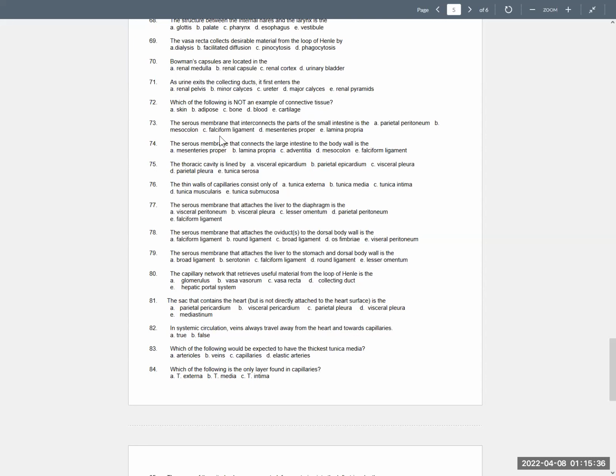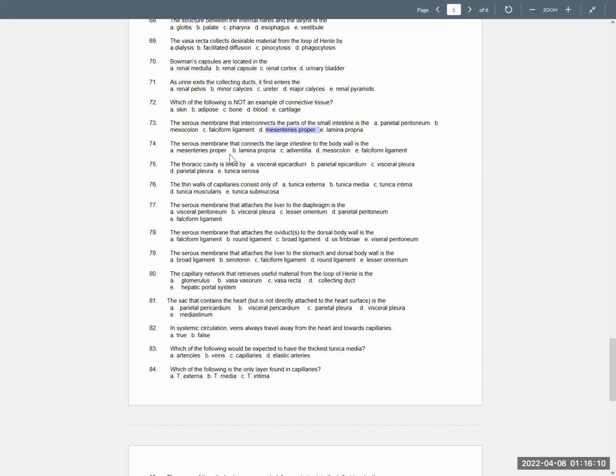73. Serous membrane that interconnects the parts of the small intestine. Okay, serous membrane sort of looks like stained glass, but quite flexible. And interconnects the various parts of the small intestine. One type of it does. Which one is this? It's the mesenteries proper. Mesenteries proper interconnect the parts of the small intestine.